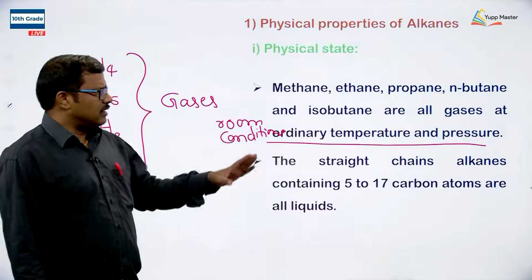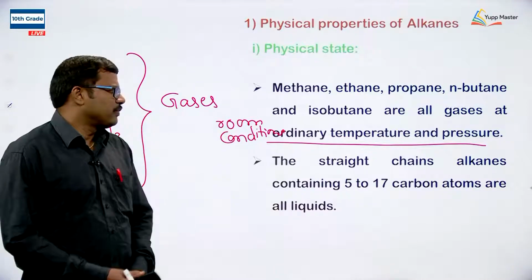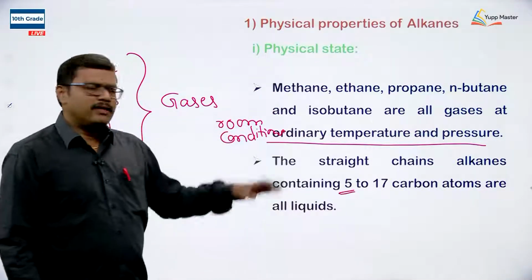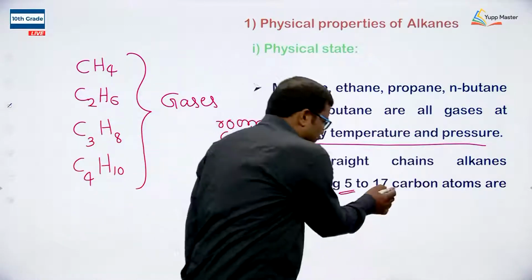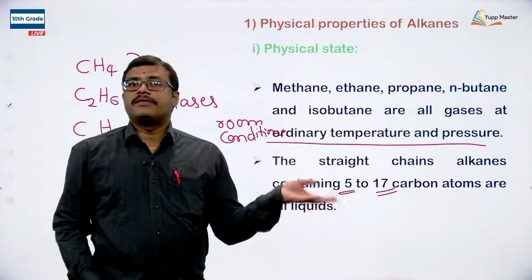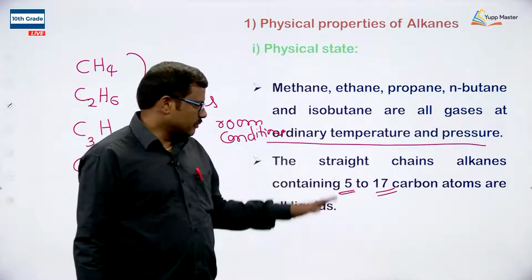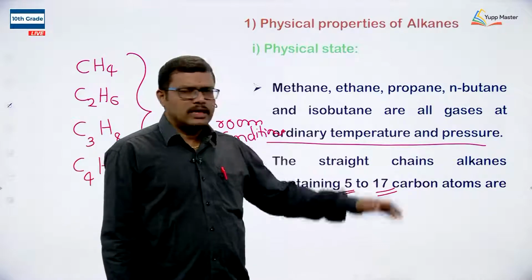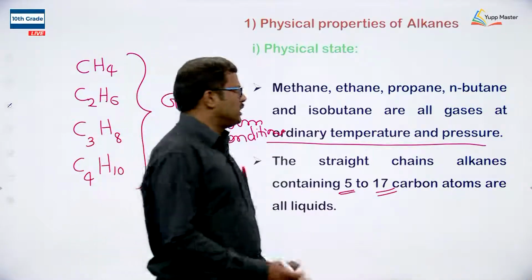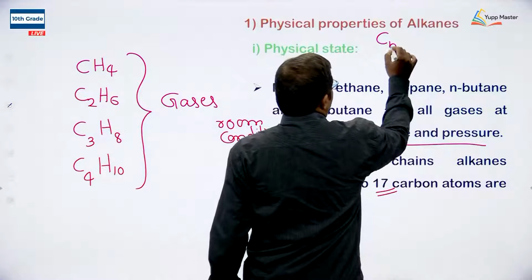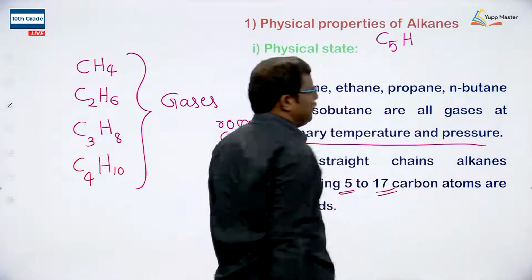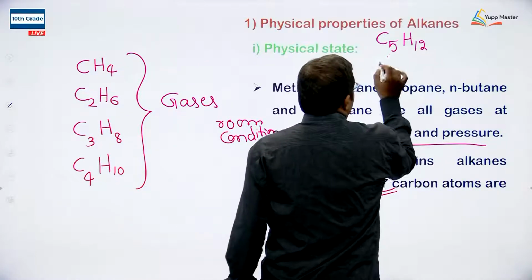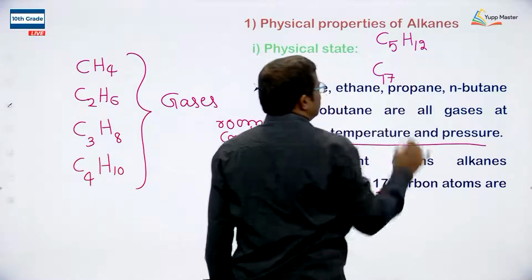Up to 4 carbon atoms, they are gases, and from the 5th carbon onwards, alkanes which contain 5 carbon atoms up to alkanes containing 17 carbon atoms, that is to say from pentane onwards. What is pentane? Pentane is C5H12. Okay. So, from pentane up to C17.